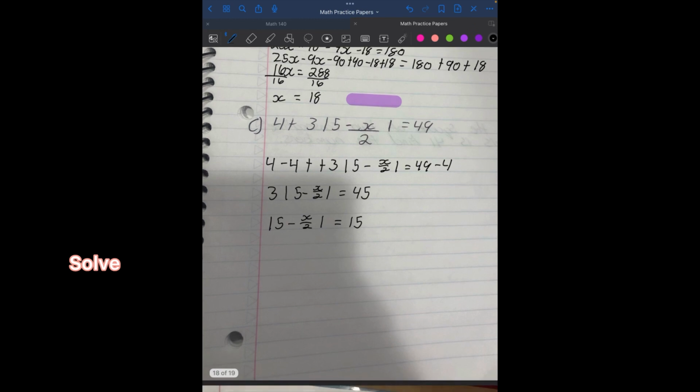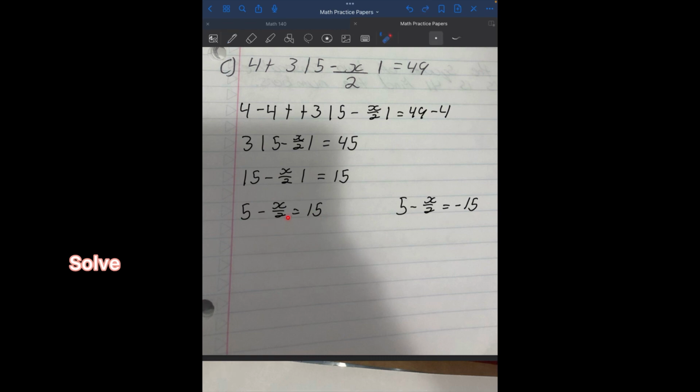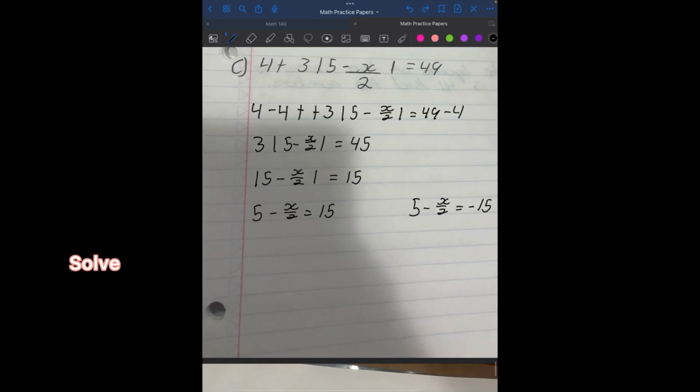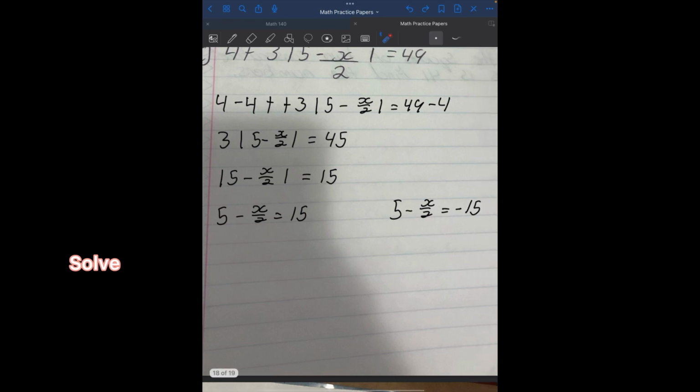So now what we do is we say 5 minus x over 2 is equal to 15, and then 5 minus x over 2 is equal to negative 15. So we have the positive 15, and then we have the negative 15. Only this is negative. That's why you isolate this and get it by itself before we take it out of the absolute value. So you're not multiplying 3 by this. That's not what we're doing. You gotta isolate this and then we open it up and say 5 minus x over 2 is equal to 15, and then 5 minus x over 2 is equal to negative 15.